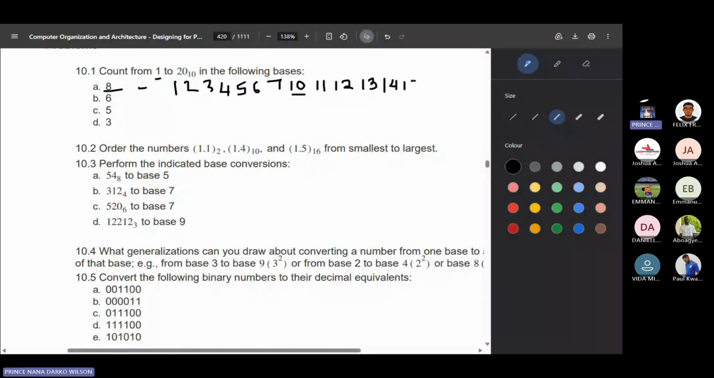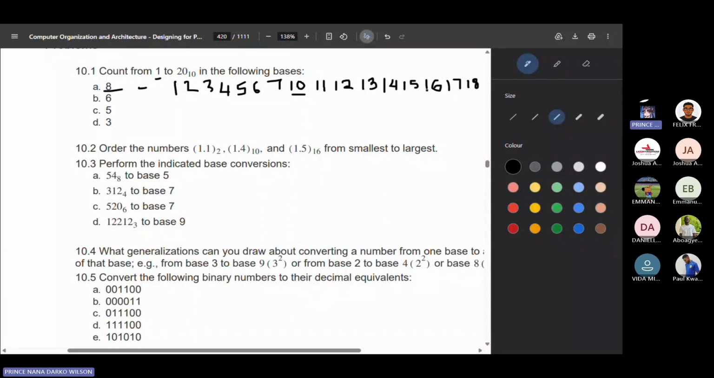13, 1, remainder 5. 14, 1, remainder 6. 15, 1, remainder 7. 16, 1, remainder 8. 17, 1, remainder 9. And 20. So now look here, there's a problem, sorry.